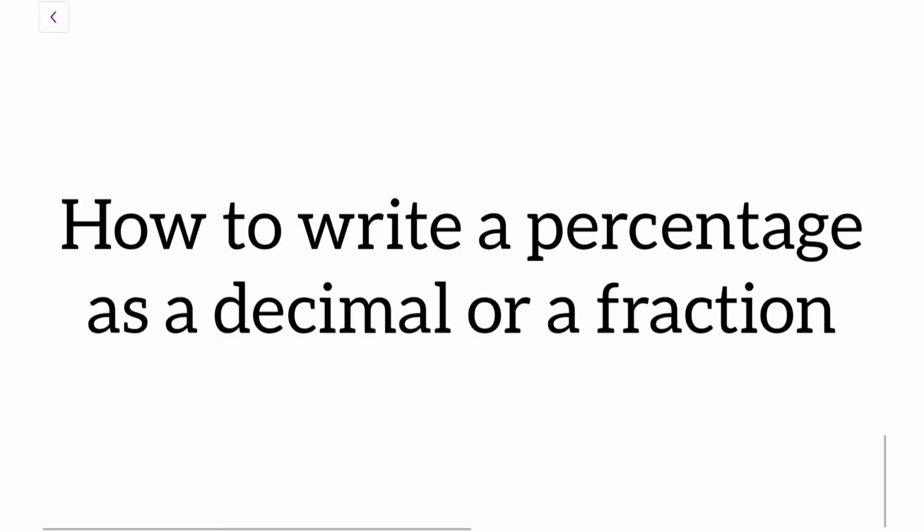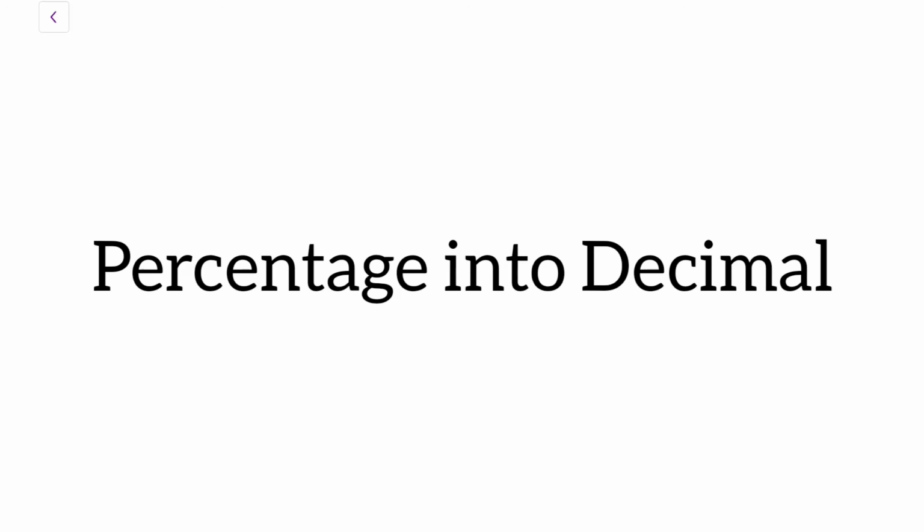Okay, now how do you write a percentage as a decimal or fraction? Okay, first let's look at changing a percentage into a decimal. Alright, 43%. Now how do you change this percentage into a decimal? What do you think we need to do? That's right, just divide by 100. 43 by 100 is 0.43.